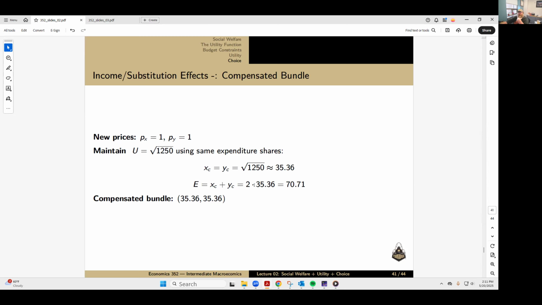Basically, the hypothetical is, imagine for a moment that because the price of good one has fallen, how much money could we take away from you such that you are just as happy as you were before? How would you react to that particular scenario? That creates what we call a compensated bundle. So the compensated bundle is essentially, given the decrease in the price of good one, how much would I have to take from you in order to make you just as happy as you were originally?